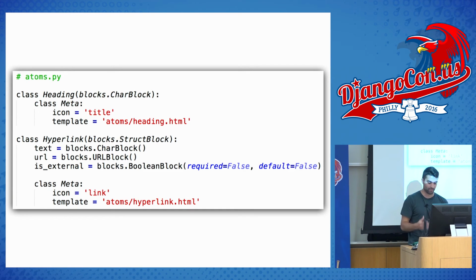So this is an example of atoms.py, where you have your heading and it just inherits from CharBlock. It uses the title icon and then it uses the template atoms heading.html. It could be something as simple as just using that H1 tag, or it could have extra classes that you want to put on there. It just all depends on your use case. And then we have the same thing for hyperlink. That may be a little bit more complicated because you could have different markup for external links or whatnot.